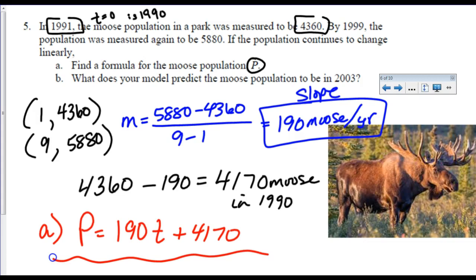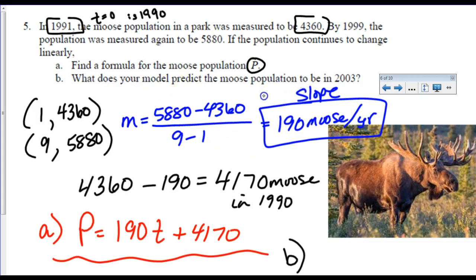Now, at no point did they actually tell me I had to start in the year 1990. That was just kind of something I chose. You could have started in 1991. But what's going to happen is on this next part of the question, part B, no matter what your formula is, if it's accurate, you're going to get the same answer as me right here.